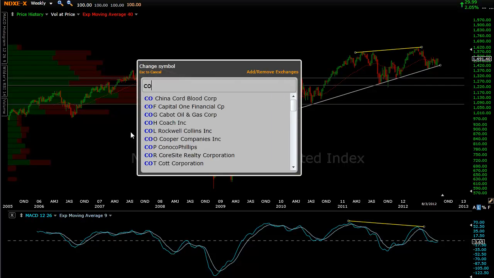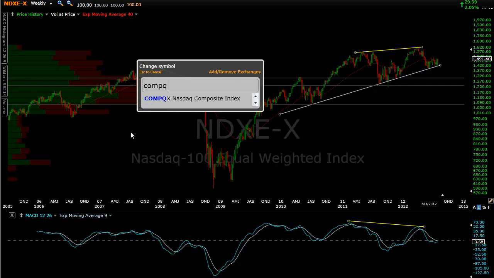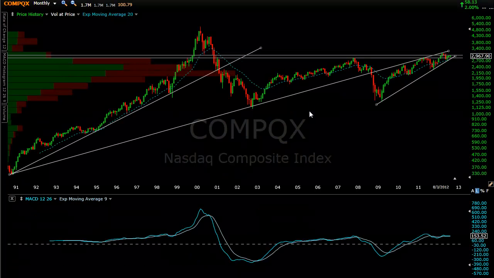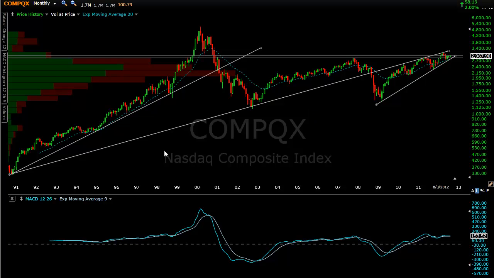Okay, and finally, let's talk about the Nasdaq. Let's look at the Nasdaq itself, the Nasdaq Composite, and let's go back out to a monthly view. Okay, this chart is a monthly view on the Nasdaq Composite. So every candlestick represents 1 month of price action, and we'll go all the way back to 1991. Actually, a little before that.